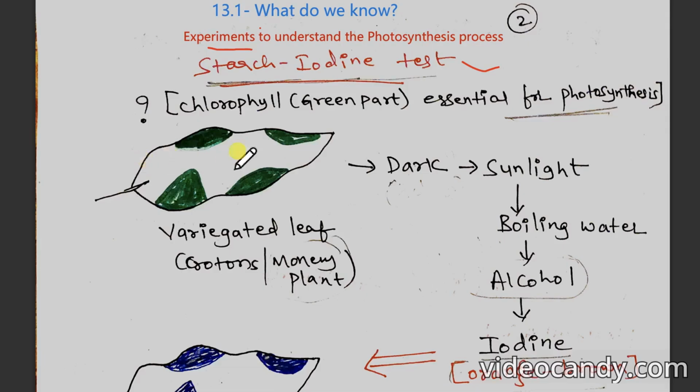So they took the variegated plant and kept it in the dark to remove all the starch which was produced through photosynthesis previously.